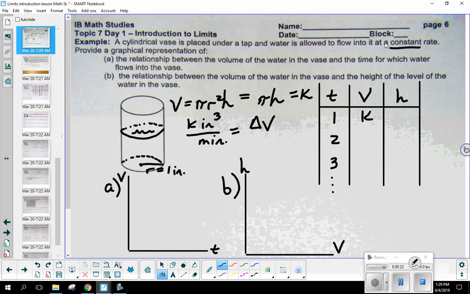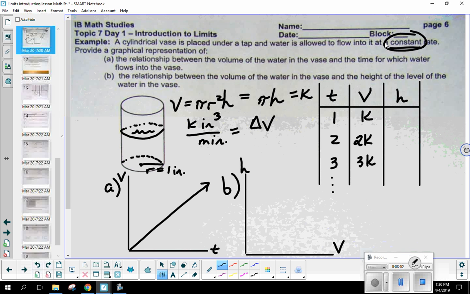So can anybody tell me what do you think is going to happen at 2 minutes? Knowing that the radius is constant, and more importantly, that the flow of water in is constant. Yeah, it's just going to double. So at 1 minute, if I have k cubic inches, then at 2 minutes, I'm going to have 2k cubic inches. 3 minutes would be 3k cubic inches. If I were to choose a value for k, like 1, then I have 1, 1, 2, 2, 3, 3. So the relationship is just a linear function.